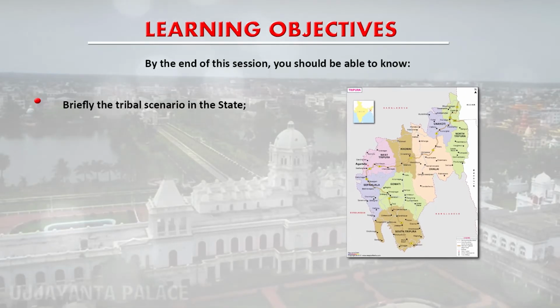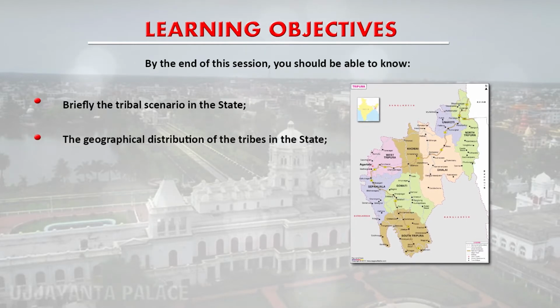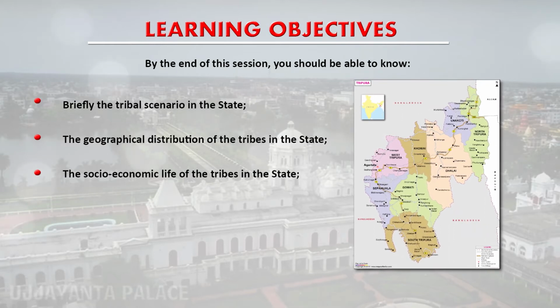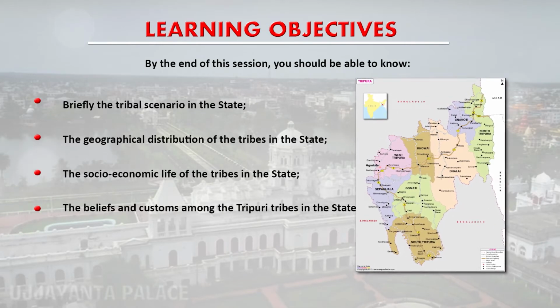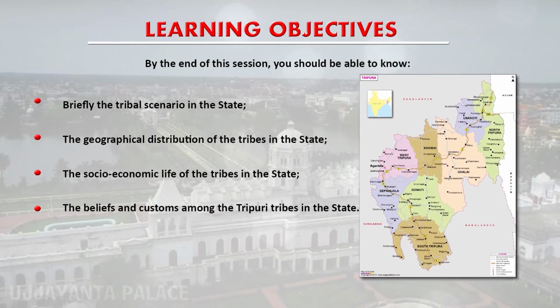As you know, Tripura is a small state situated in the northeastern part of the country. In this learning objective, by the end of the session, you should be able to know briefly the total scenario of the state, the geographical distribution of the tribes in the state, the socio-economic life of the tribes in the state, and briefly the customs and traditions among the Tripuri tribes, which is one of the tribes in the state.